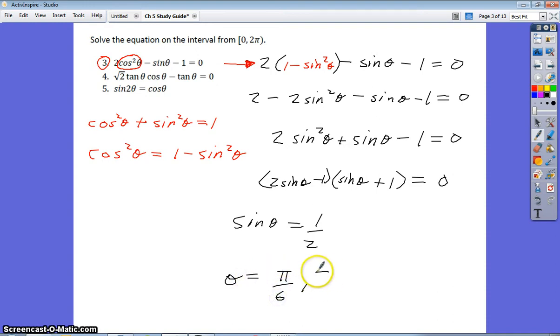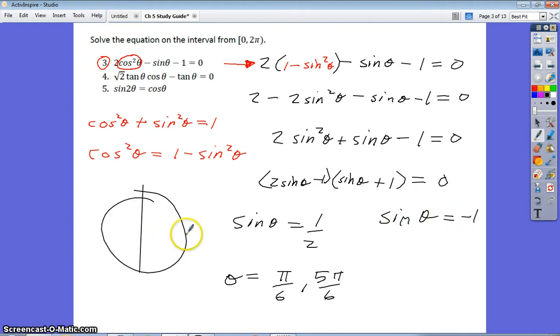So I'm going to go ahead and just write that down. The other one here is that sine of theta equals -1. That occurs at one spot right here. When x is 0, y is -1. That's at 3 pi over 2. 3 pi over 2.